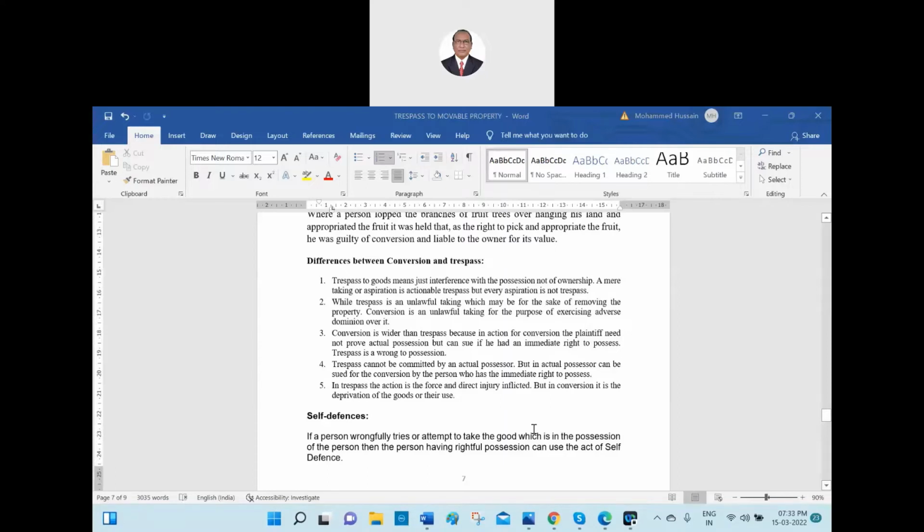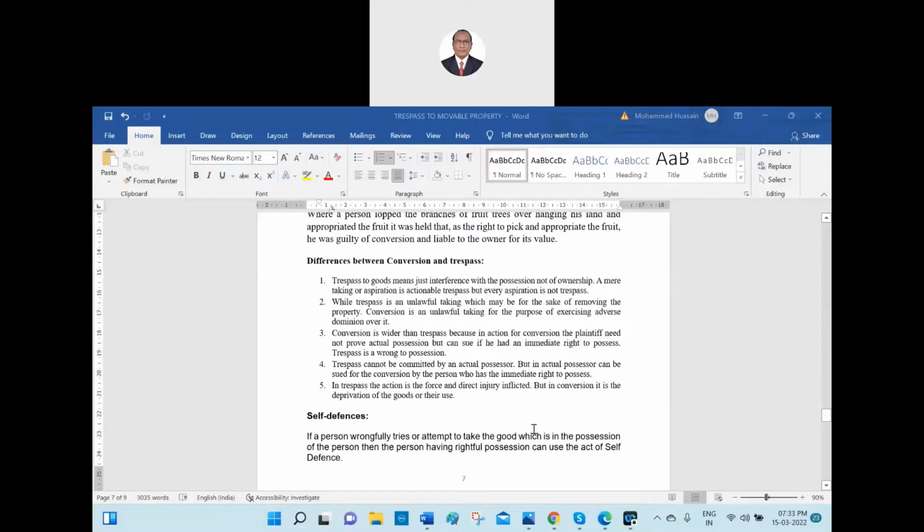But an actual possessor can be sued for conversion by the person who has the immediate right to possess it. Because in conversion, that fellow dispossesses the property, and the property will be in somebody else's possession. So here he can file a case for conversion. But the fifth one, in trespass, the action is the force and direct injury inflicted. Here, when you throw a stone on somebody's land, it is a trespass.